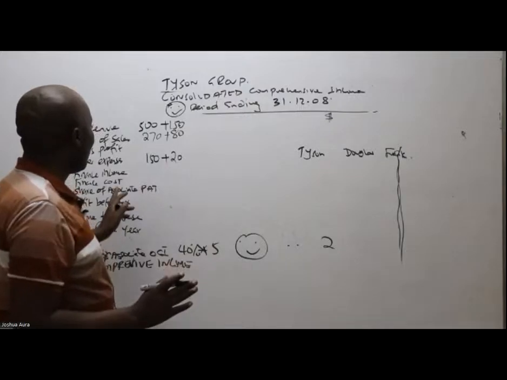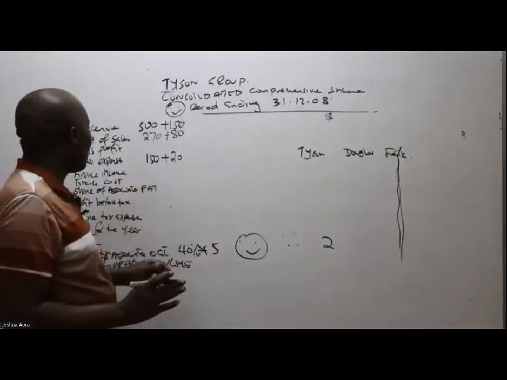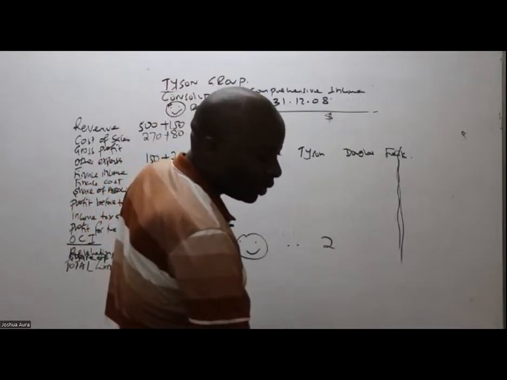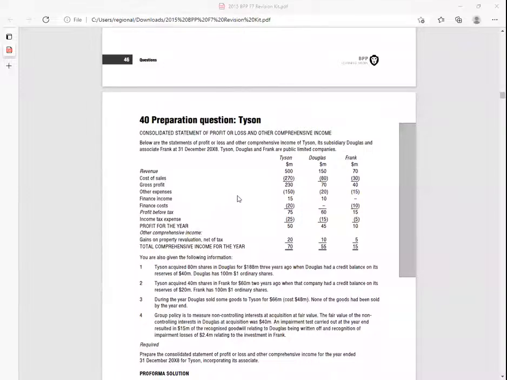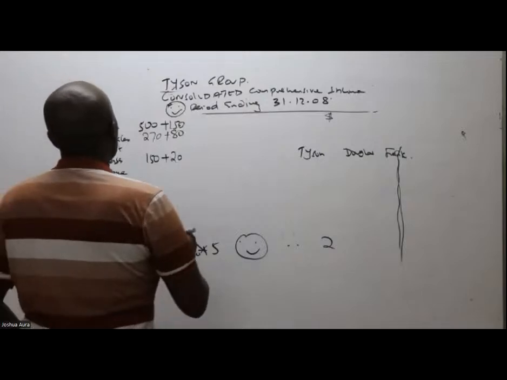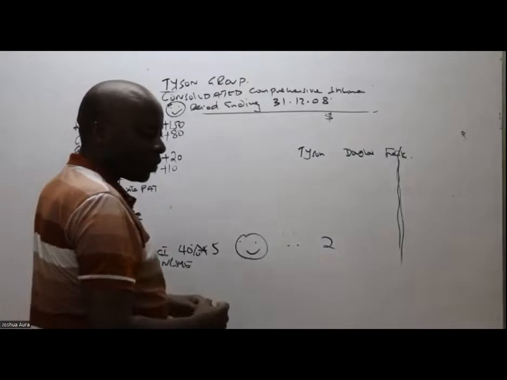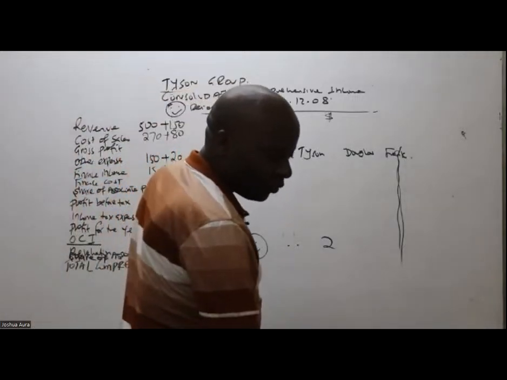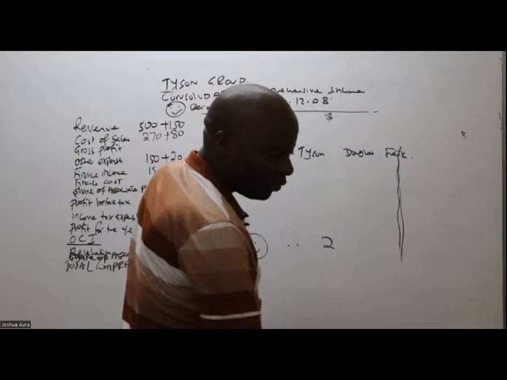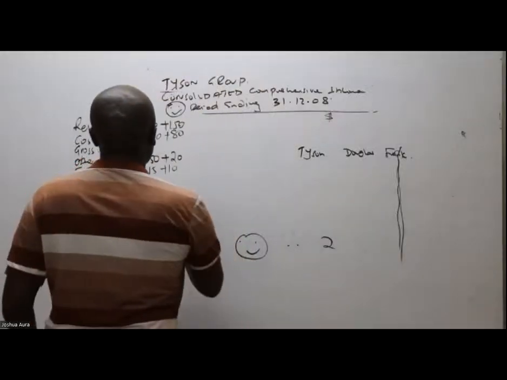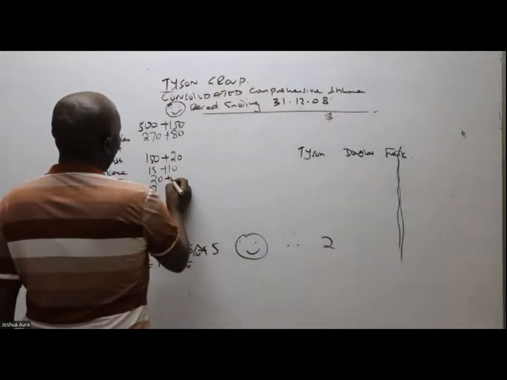All right. Then we have the finance income. What are we doing? For finance income, ladies and gentlemen, we are only adding. So finance income, I can see 15 and 10. Then I can see finance cost. What do we have for finance cost? Finance cost is 20 and a dash, so plus 0 there.